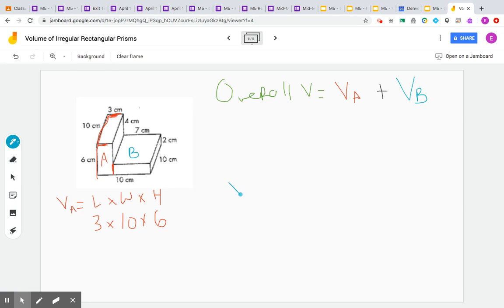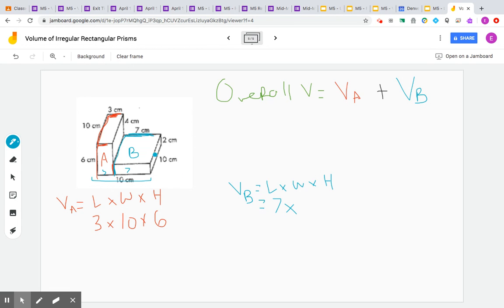Now let's take a look at volume B. Again, it's length times width times height. When I make B this rectangle off to the side, I see that the length of it is 7. And that makes sense because the whole length of the entire rectangle is 10. So if the length is 3 for A and 7 for B, 3 plus 7 equals 10. So I know that that makes sense and that works.